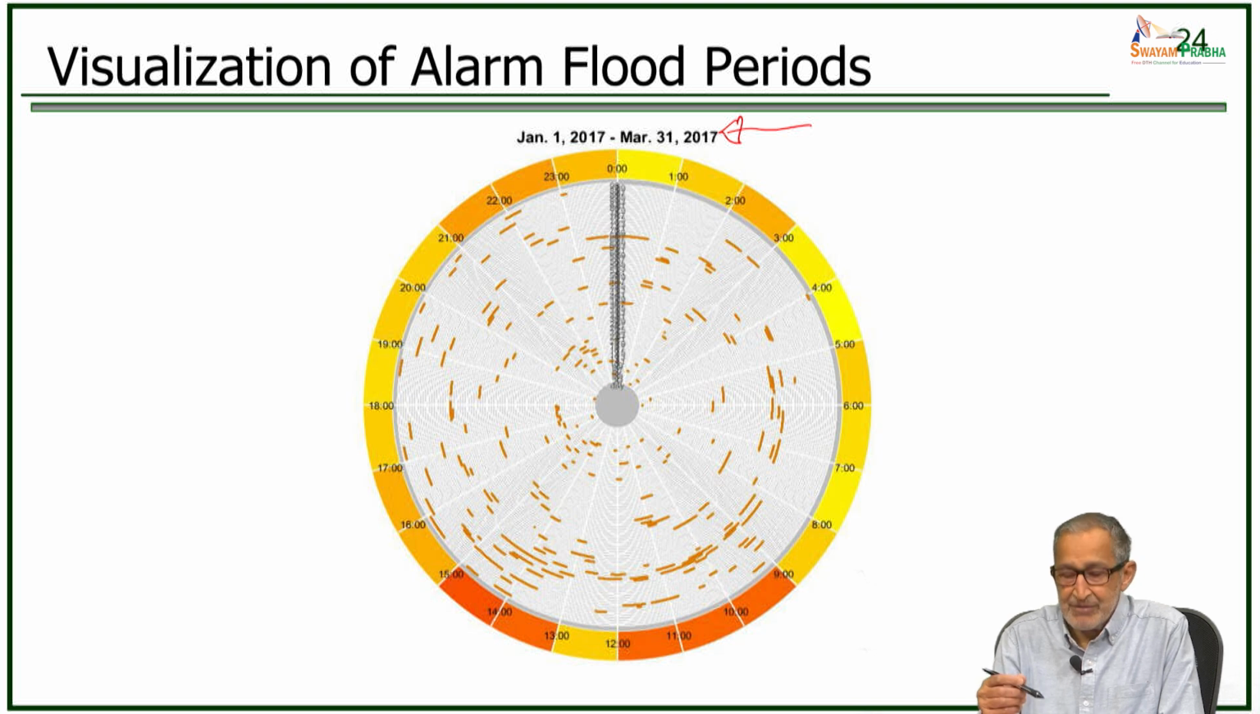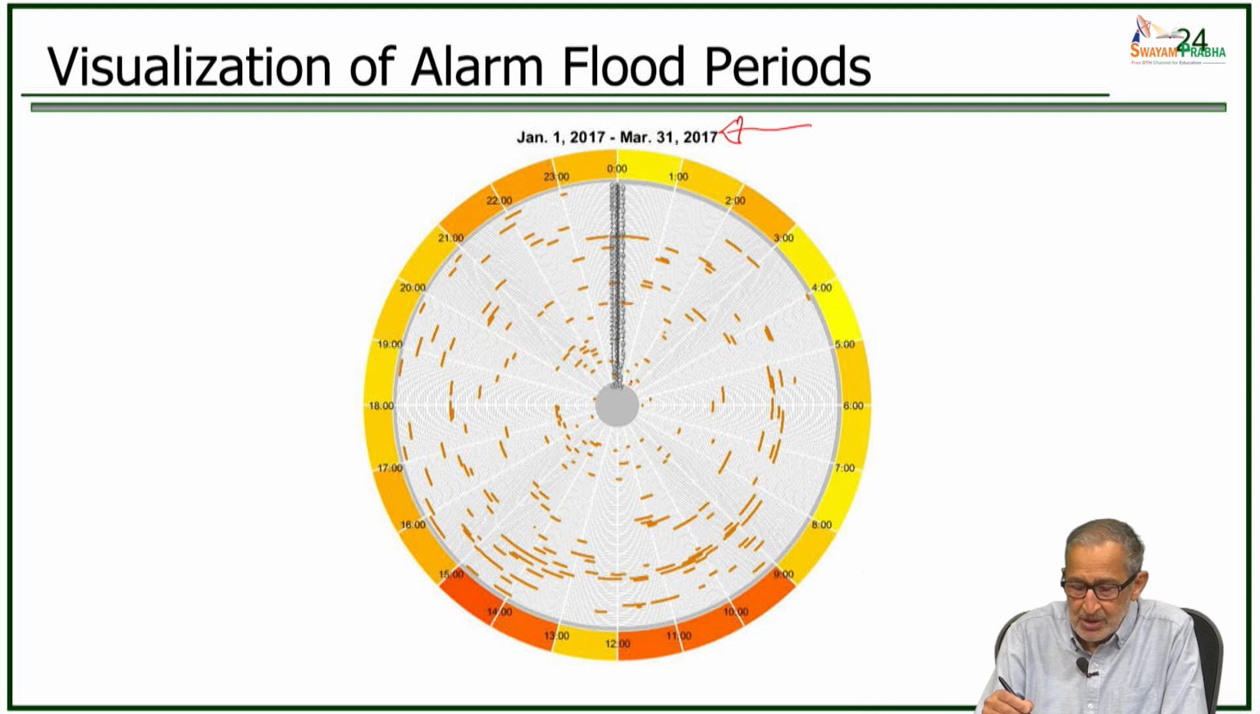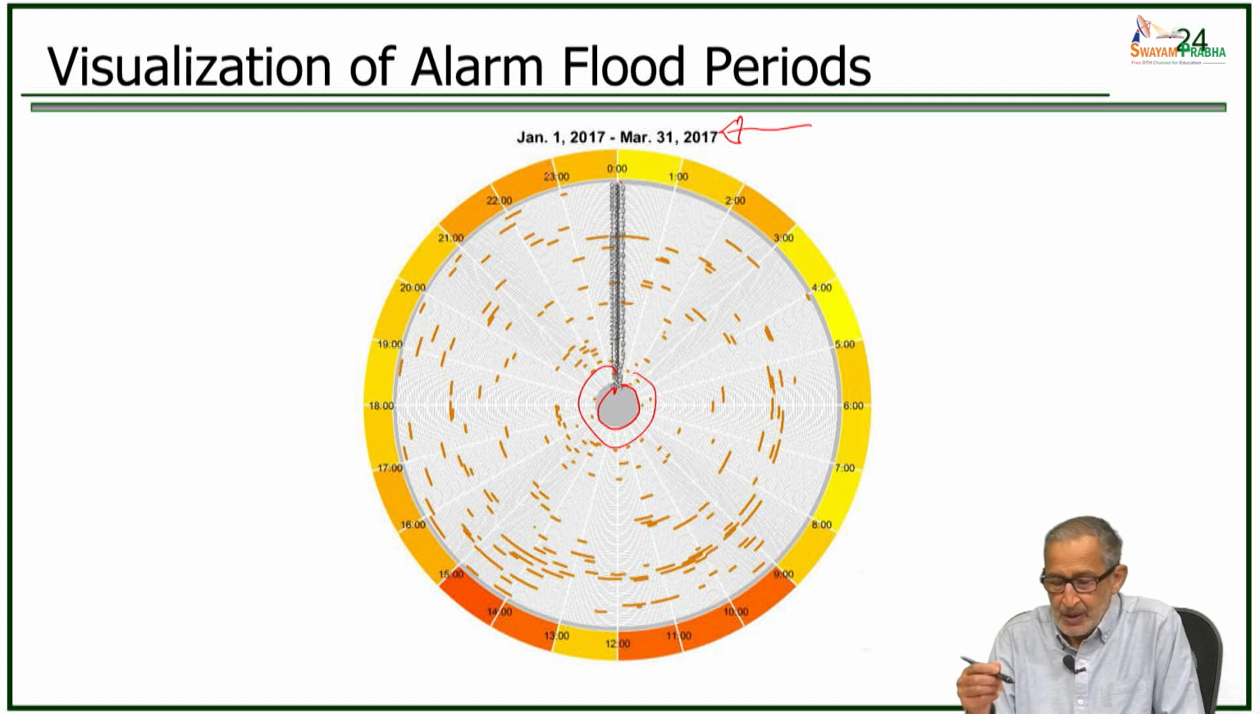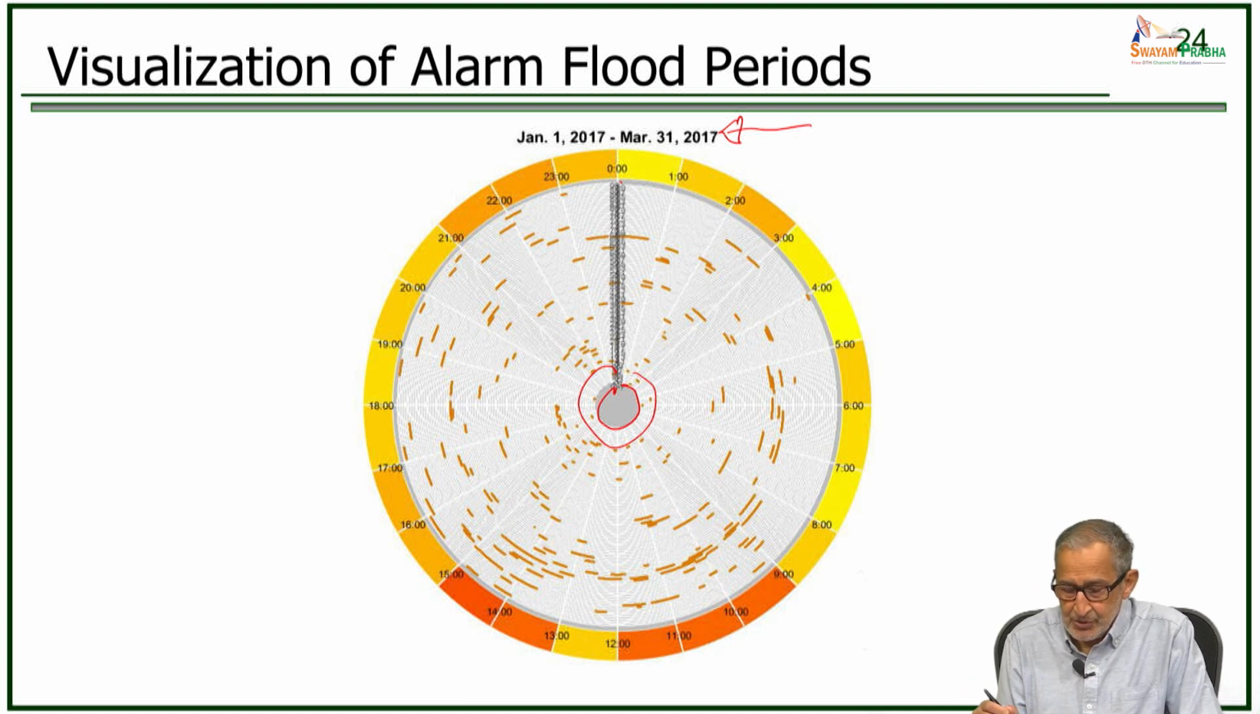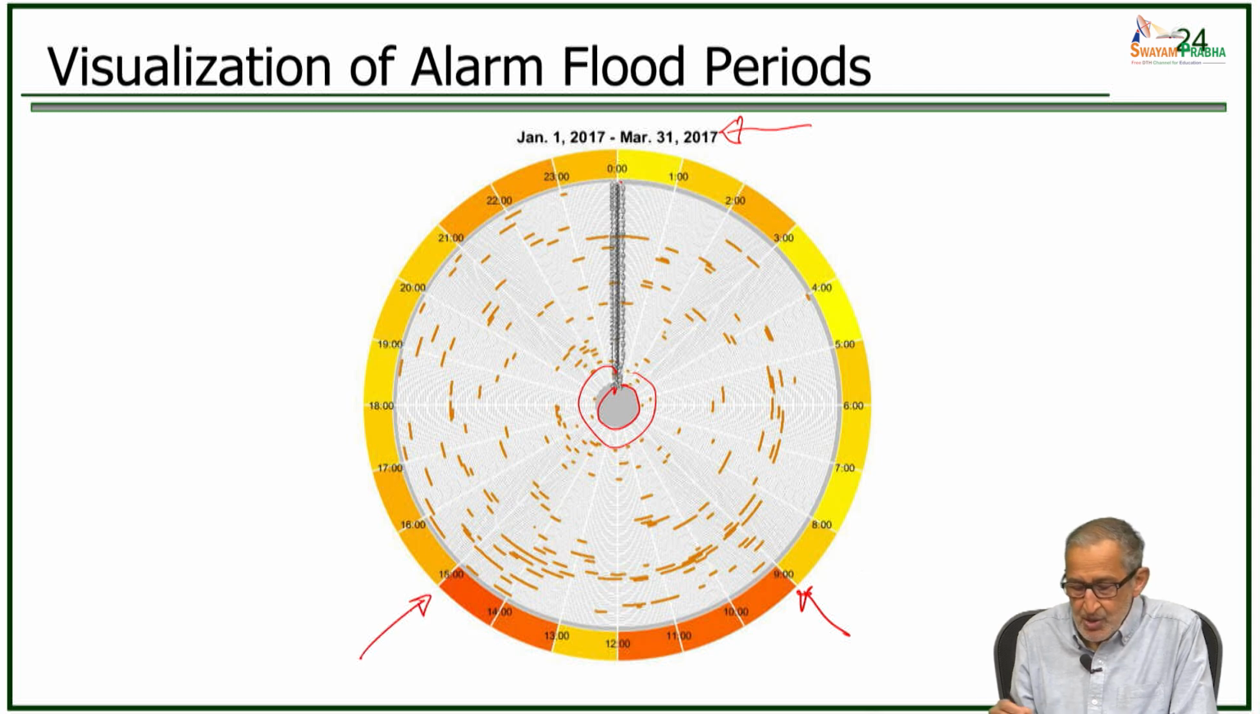So what we have here are 90 concentric circles. This is data for day 1, data for day 2, and so on, and this last concentric circle is data for day 90 on a 24-hour clock. And the color code essentially tells you the number of variables that were alarming at the same time, and we call these alarm floods. So it's important to note that between 9 a.m. to 3 p.m. you have consistently a large number of alarm flood events occurring almost daily over that 90-day period.